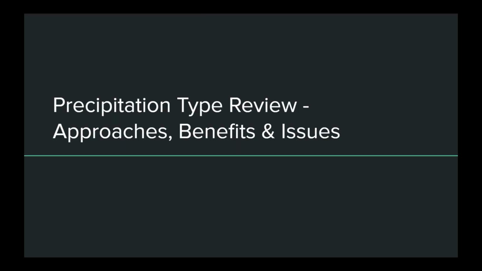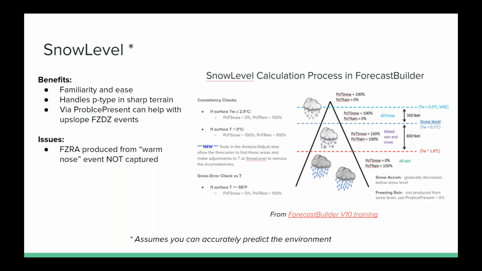So let's jump into precipitation type. There are 4 approaches in ForecastBuilder. They all remain supported here for this winter season. The first one we'll go through here is SnowLevel for our western portions of Central Region. It's a very familiar process. We've run it for many years, and so it's very easy. A lot of people, I think, even outside the NWS, understand the concept behind SnowLevel, so it works as a decent messaging tool. It handles P-type in sharp terrain.